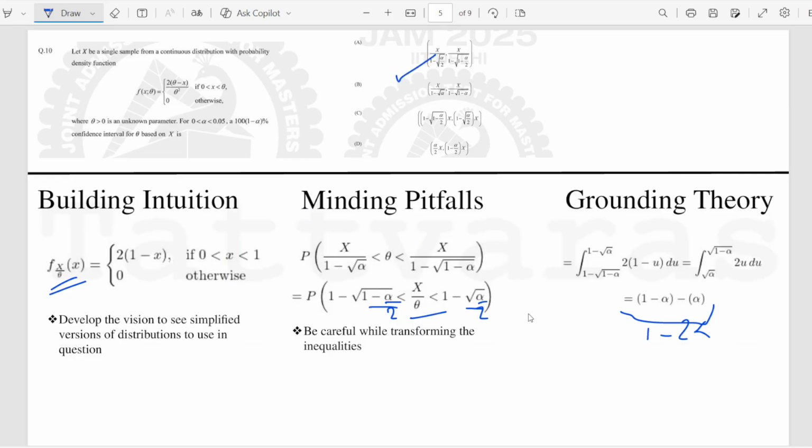So the method of construction itself will give an indication. Even if you start with an incorrect one, you'll get the idea what the correct answer is in terms of confidence interval construction. That's it.